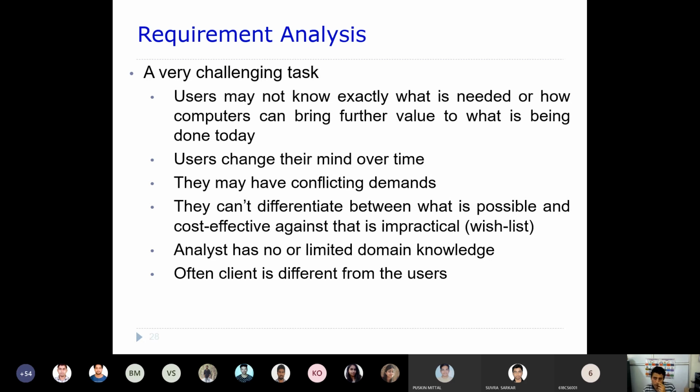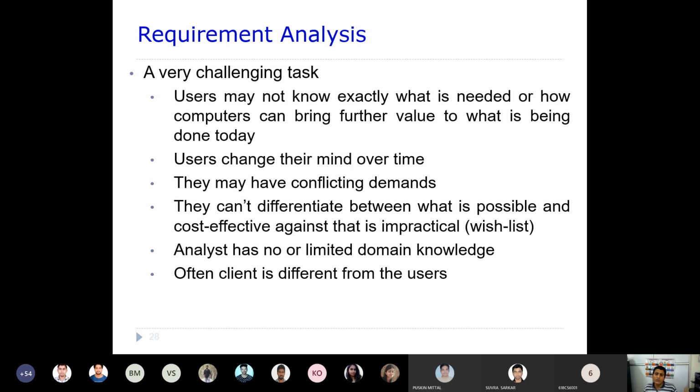Okay, and they cannot differentiate between what is possible and cost effective versus what is impractical. So they do not know whether something is practically possible or not. They might have a wish list. That means they always think that this can also be done by the system, but sometimes due to technology that may not be possible. Okay, so these sort of things may not be differentiated.